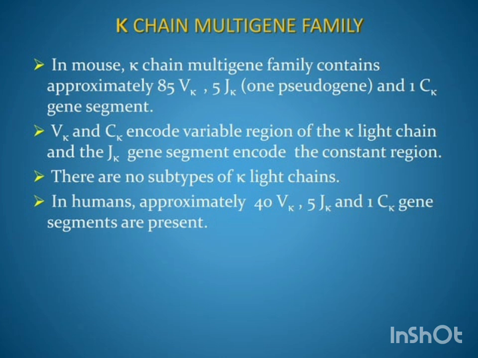Then kappa chain multigene family. This multigene family contains approximately 85 VK and 5 JK, one pseudogene, and one CK gene segment. In humans, approximately 40 kappa chain V and 5 JK and 1 CK gene segments are present.